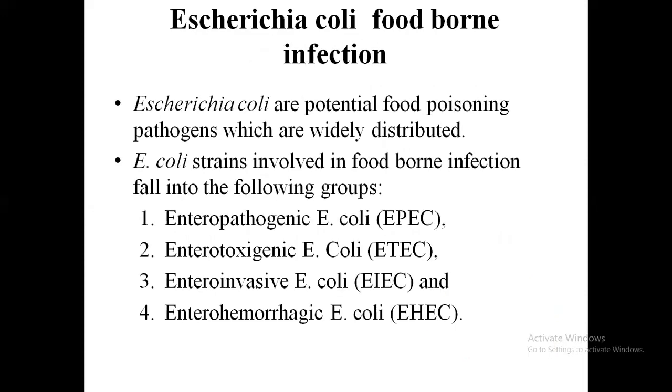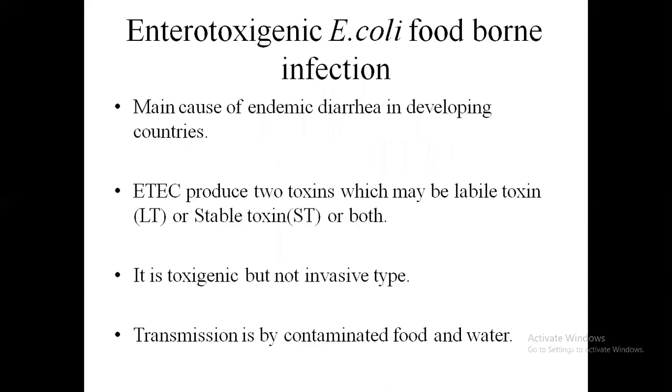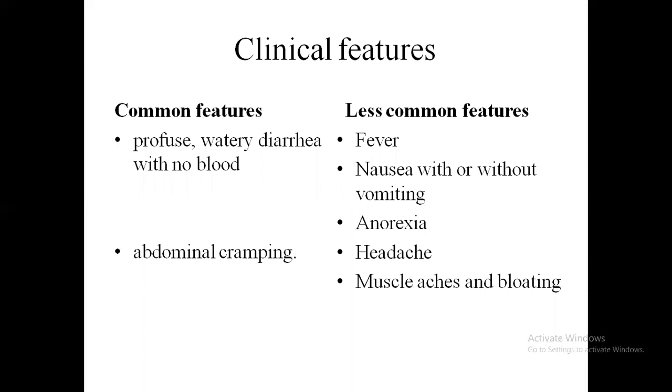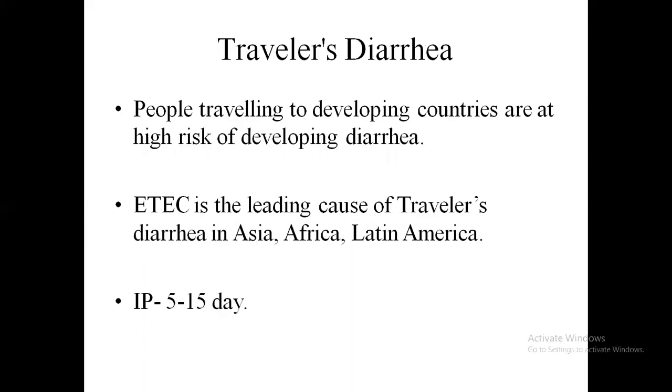The next disease we were seeing was E. coli foodborne infection. There are strains which cause different infections: enteropathogenic, enterotoxigenic, enteroinvasive, and enterohemorrhagic. Enterotoxigenic has two toxins, labile toxin and stable toxin, but it is not an invasive type; it is just superficial, caused by contaminated food and water. The clinical features are almost similar to other food poisonings.